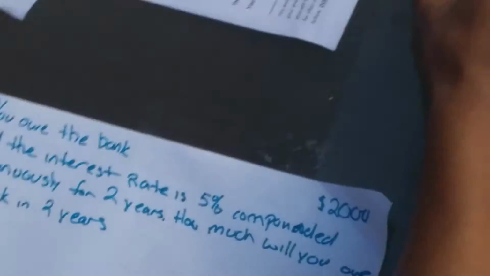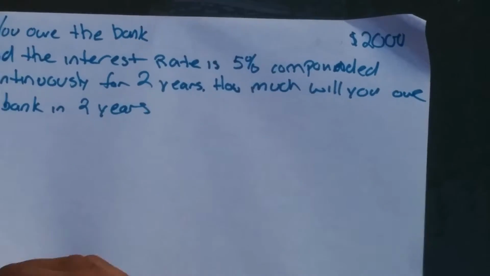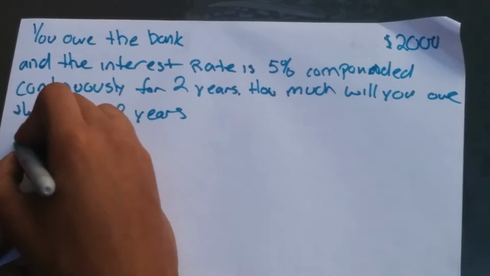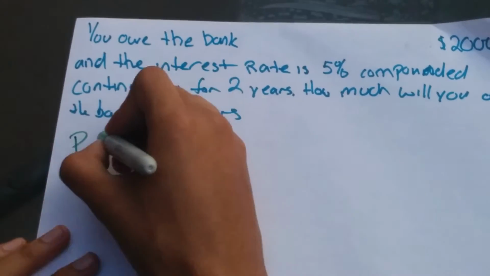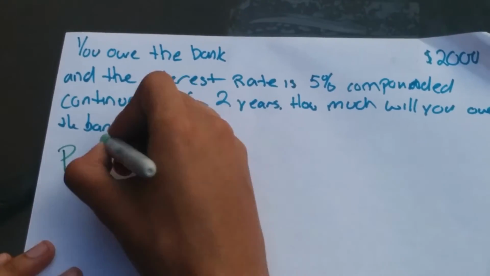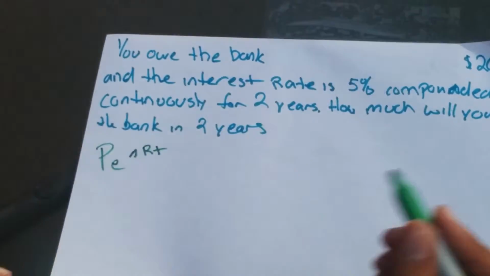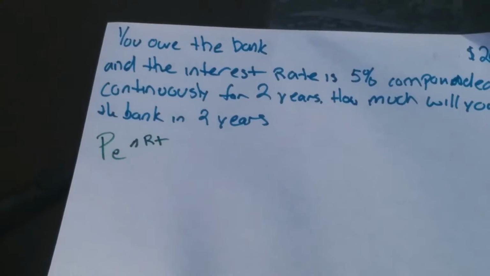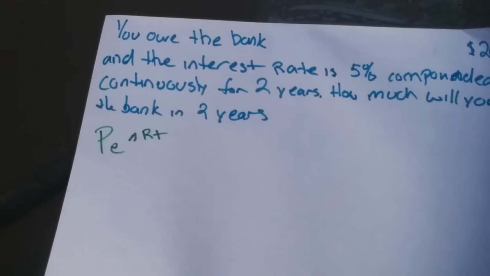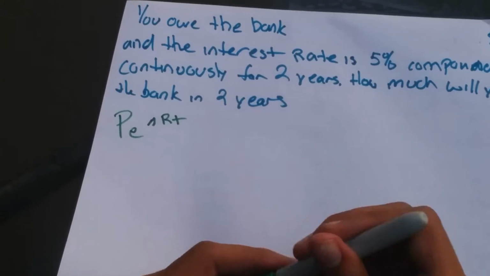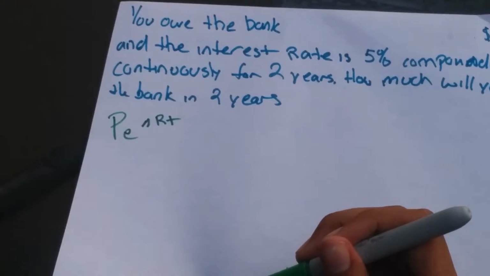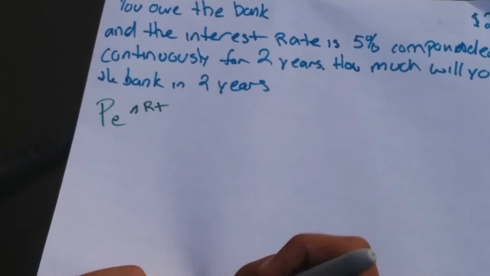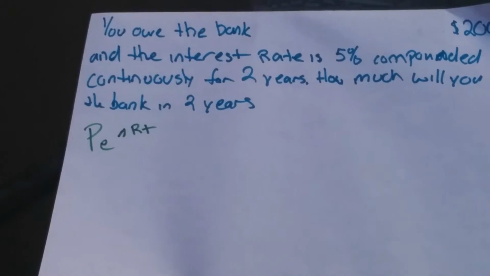Our final problem deals with compounded continuously, or otherwise known as PERT. So this problem would start in a very different way, because the PERT equation is this. PERT. So I say PERT because P-E-R-T. The problem says you owe the bank $2,000 and the interest rate is 5% compounded continuously for 2 years. How much will you owe the bank in 2 years?